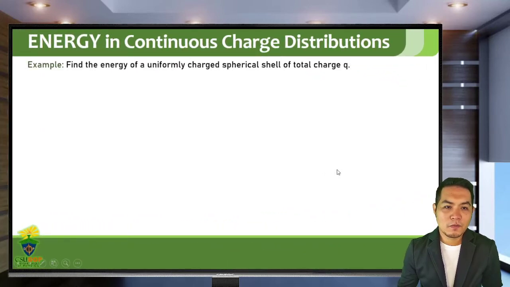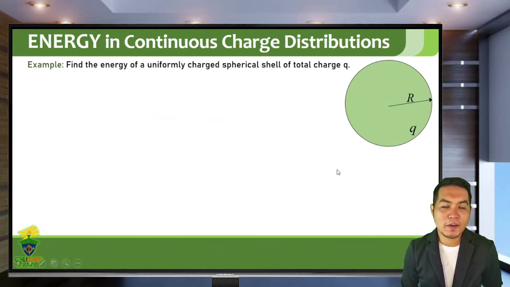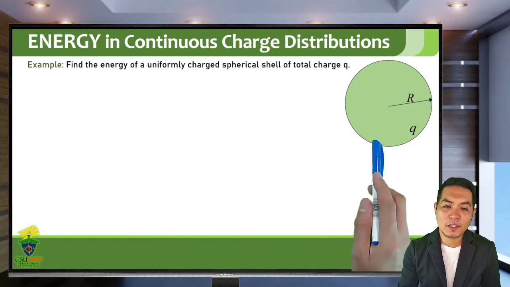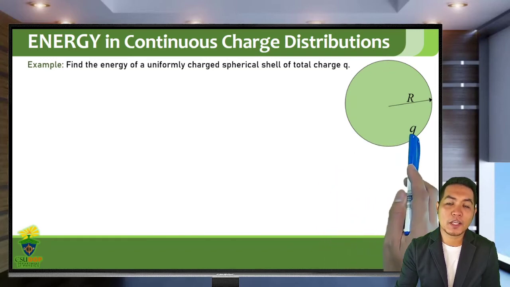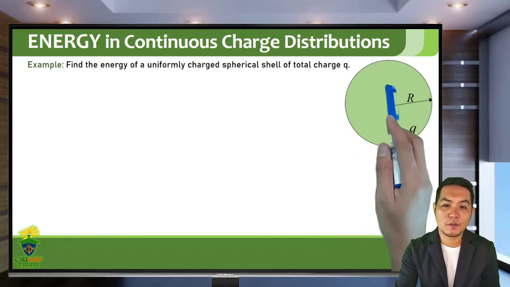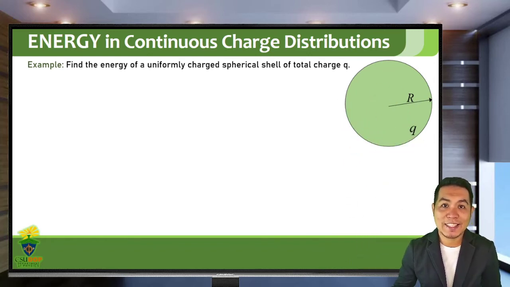So for instance, let's try to find the energy of this charge distribution. It's a uniformly charged spherical shell of total charge Q. It's a shell, meaning the total charge Q is uniformly distributed all over the surface. There's no charge distribution inside. This is a shell, it's hollow.